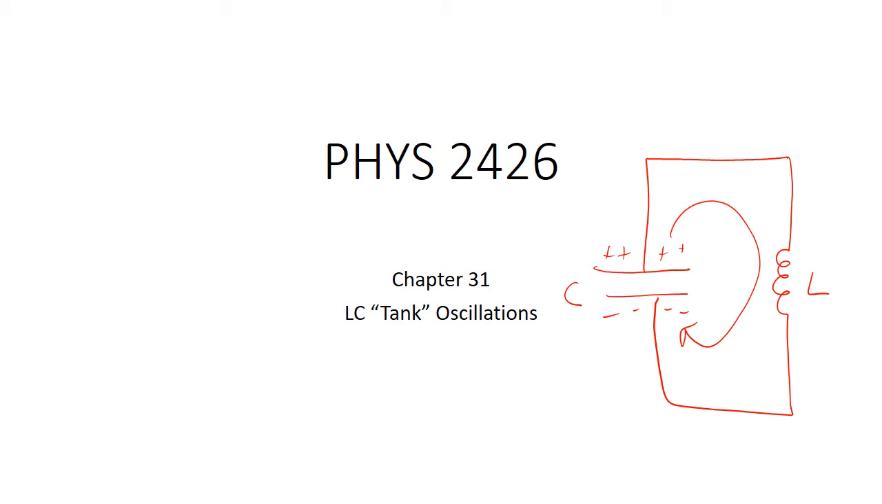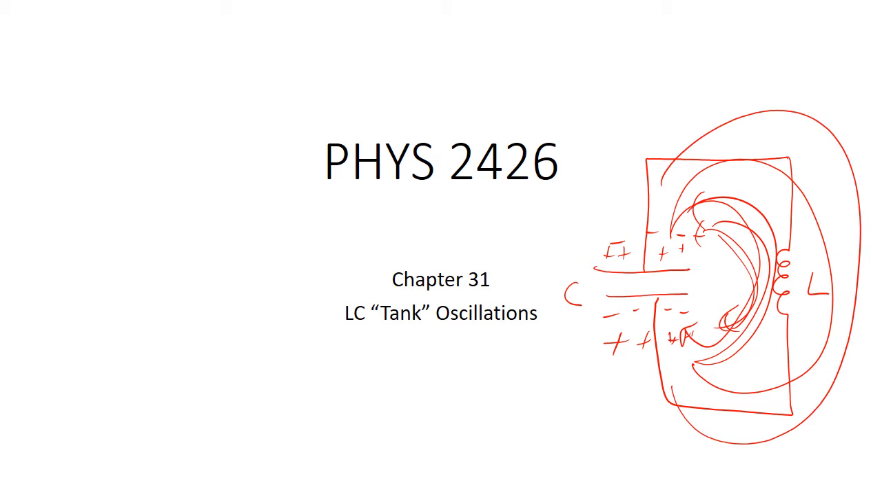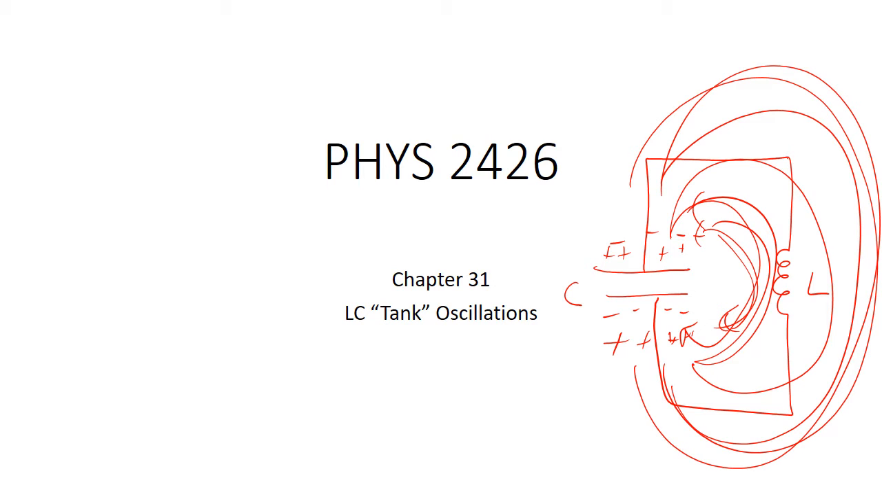But current is flowing as it's discharging. So once it's discharged, the inductor tries to keep current flowing even though the capacitor is discharged. And so current flows, and you end up charging the capacitor in the other direction. Once it's charged in the other direction, the current wants to flow back this way. And so the current flows back and forth, and the circuit oscillates, with a characteristic frequency that depends on the circuit elements themselves.